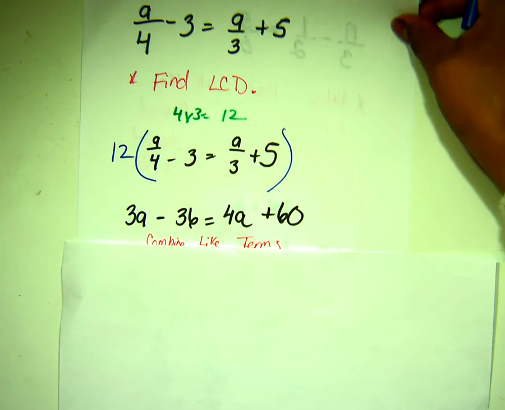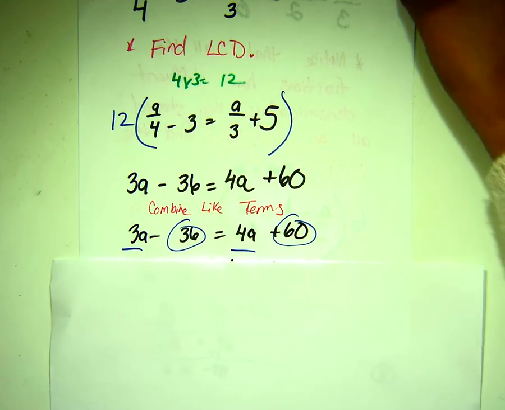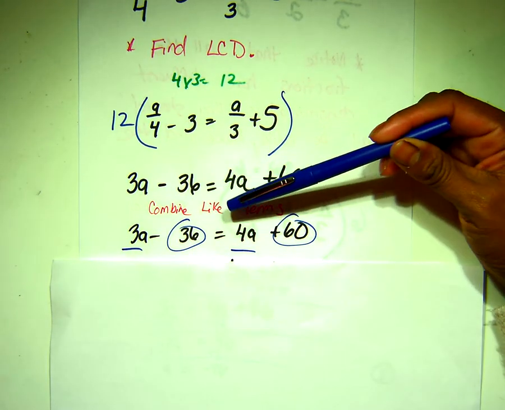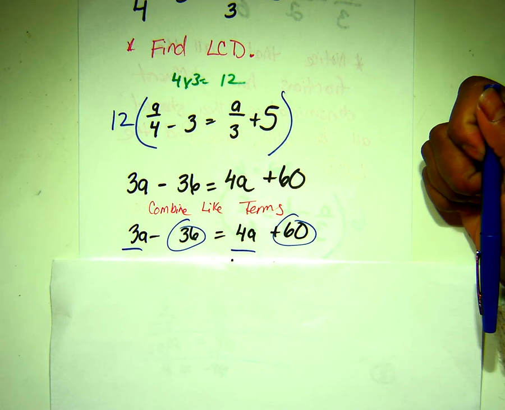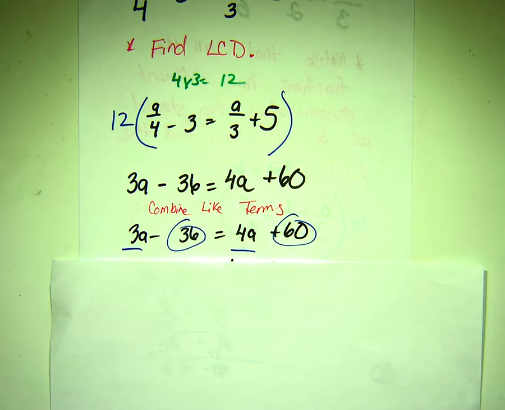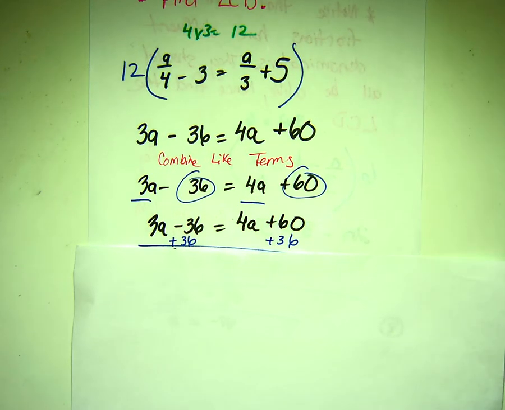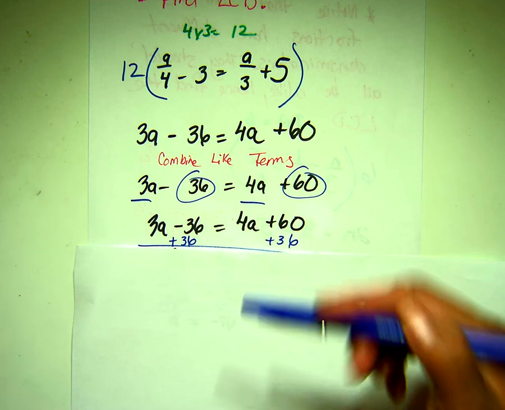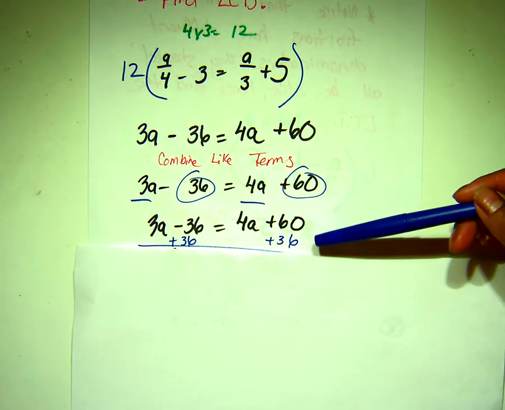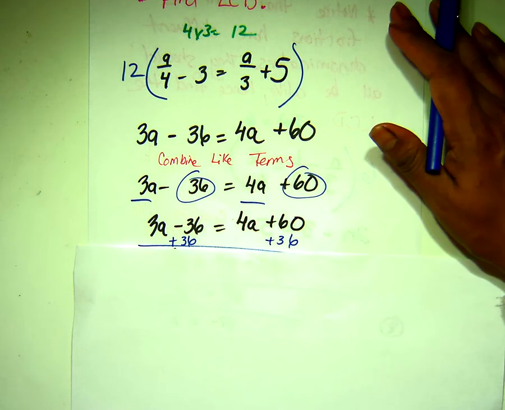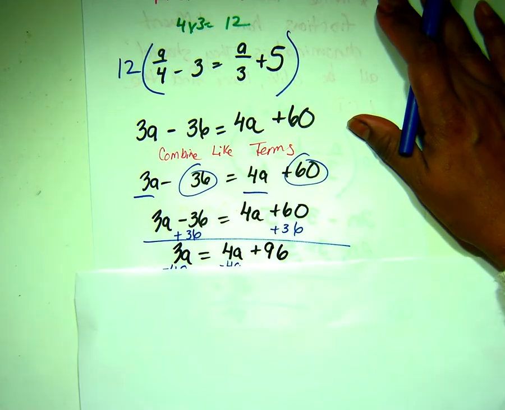Your next step is combining your like terms. Notice how I underlined the ones that have your a's, and I circled the ones that are your constants. Be mindful that it does not matter what order you choose to do this, just make sure you are consistent with it. What I'm choosing to do is add 36 to both sides, because I like my numbers positive. Think about it like adding money to your bank account, and we always like money. So they cancel each other out on the left-hand side. 60 plus 36 gives you 96. Bring down your 4a and your 3a.